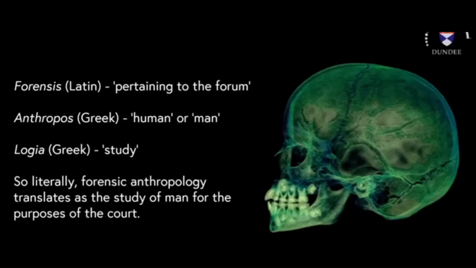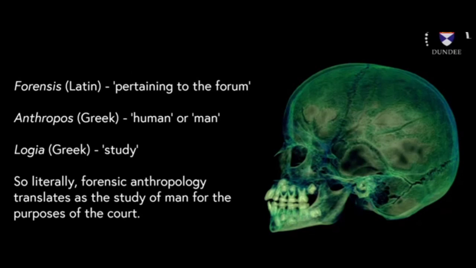Forensic anthropology comes from two words. One is Latin and the other Greek. The forensic part comes from Latin and means as something pertains to the court, and criminal trials were held in the open forum in Rome, so forensic pertains to the court of Rome.